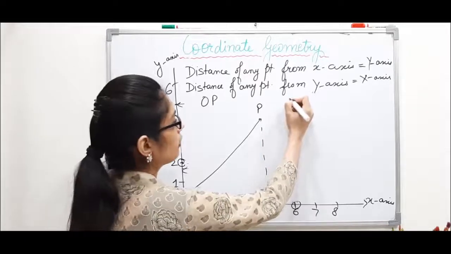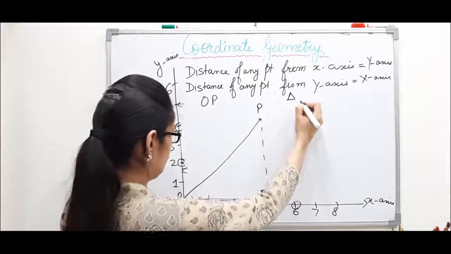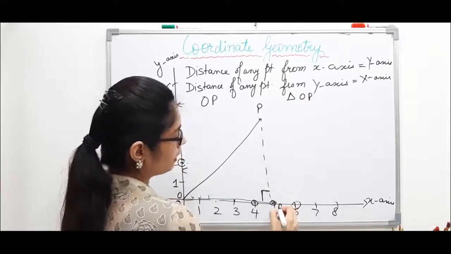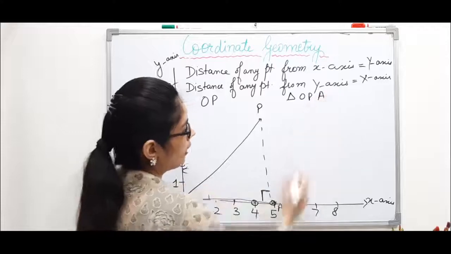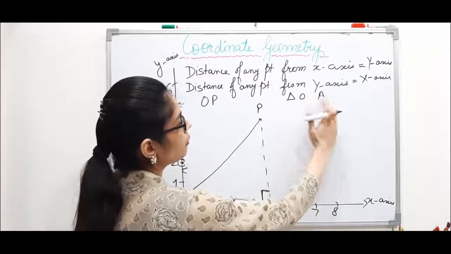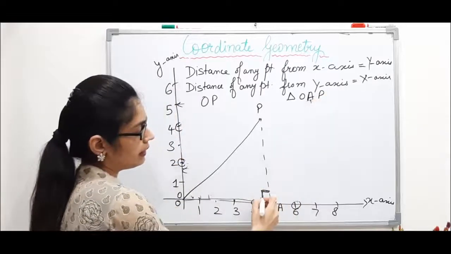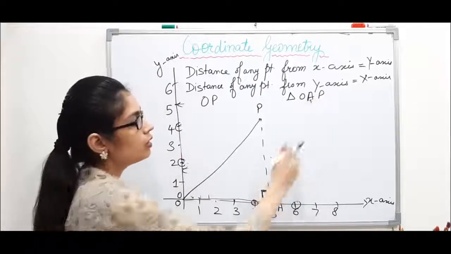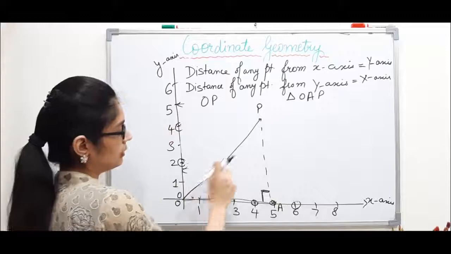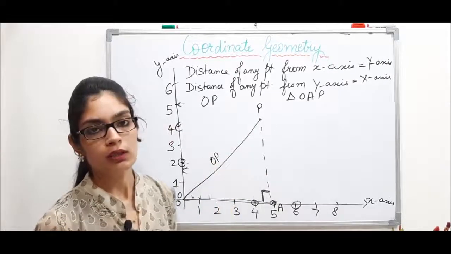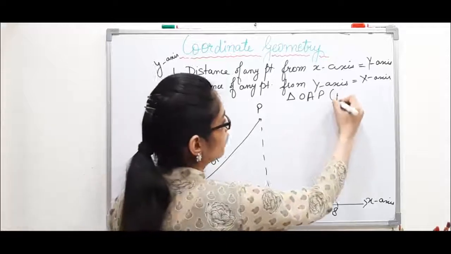So I can write this is triangle OP. Let's name this point as A, OPA, or OAP, we can better name it OAP, because this will be right angled at A. So we will find this distance OP, the hypotenuse, by using Pythagoras theorem.